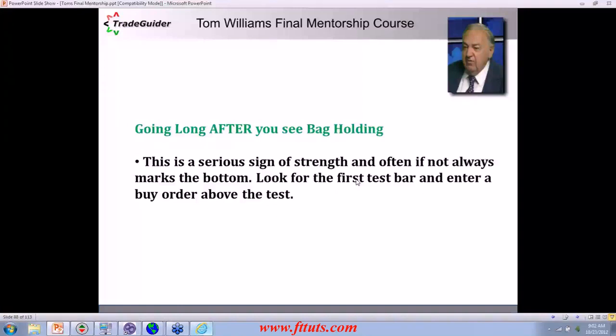Tom just goes long, don't you, on bag holding? He doesn't even hesitate. Just takes a long position. Doesn't even bother looking for a test. Lance, I'm afraid I can't repeat that. That's very funny. I'll tell Tom that one later.